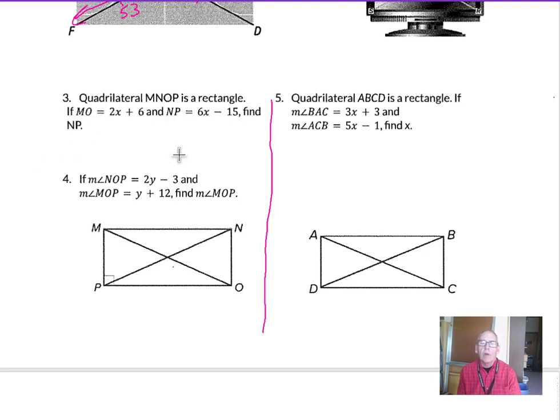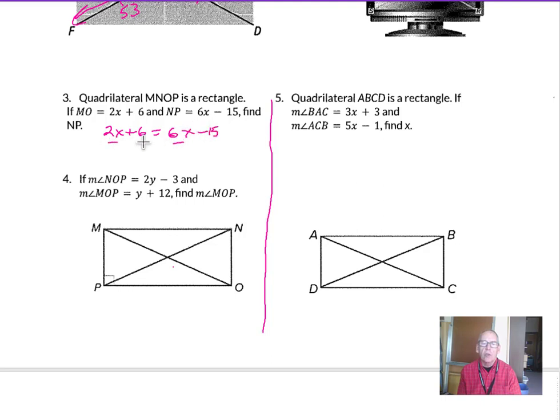So number 3, quadrilateral MNOP is a rectangle. If MO is 2x plus 6, so we have 2x plus 6 for this long distance here, and NP is 6x minus 15, find the length of NP. In this rectangle, the diagonal MO is congruent to the diagonal NP. So we can set 2x plus 6 equal to 6x minus 15.